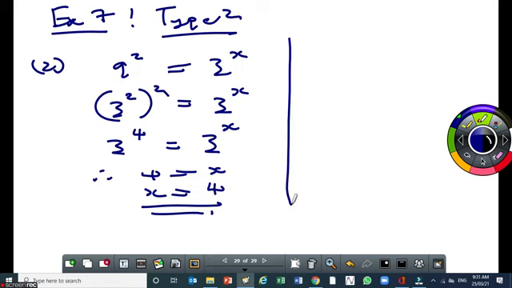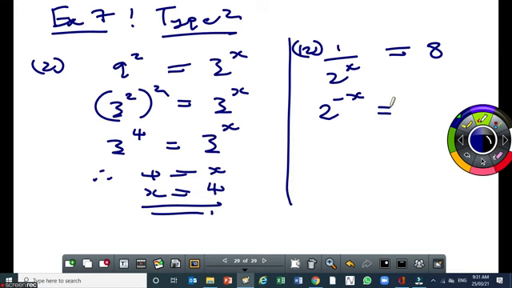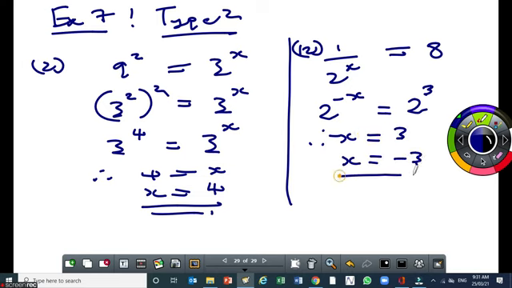Another example, I can just choose 1 over 2 to the power of x, which is number 12, is equal to 8. So it's 1 over 2 to the power of x is equal to 8. Now, this one, the best way would be to use definition number 2 and write 1 over 2 to the power of x as 2 to the power of minus x. And that's equal to the 8 converted to base 2, which is 2 to the power of 3. I used definition number 2 on the left-hand side, and I converted the 8 to a base of 2. So once you get here, you can say, therefore, minus x is equal to 3, which means x is equal to negative 3. So if the bases are the same, the exponents will be equal.